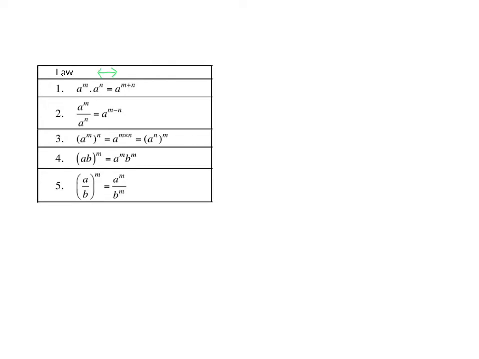For example, sometimes you will have something like 2 to the power of x times 2 to the power of y, which you would rewrite as 2 to the power of x plus y. In other instances, you will be given 2 to the power of x plus y, and you will rewrite it giving each exponent their own base.